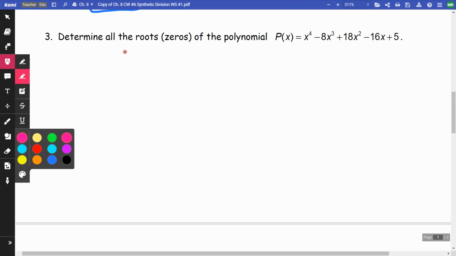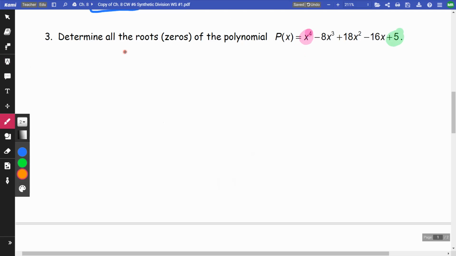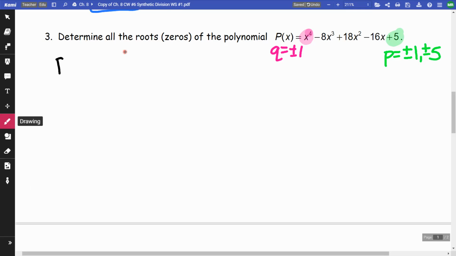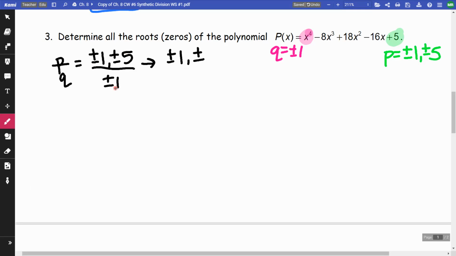Looks like for this one, I'm going to have the same P's and Q's. So my P is going to be plus or minus 1 and plus or minus 5. And my Q is going to be plus or minus 1. So again, P over Q, positive, negative 1, positive, negative 5, all over positive, negative 1. So when I take each of these over 1, I get plus or minus 1, plus or minus 5.